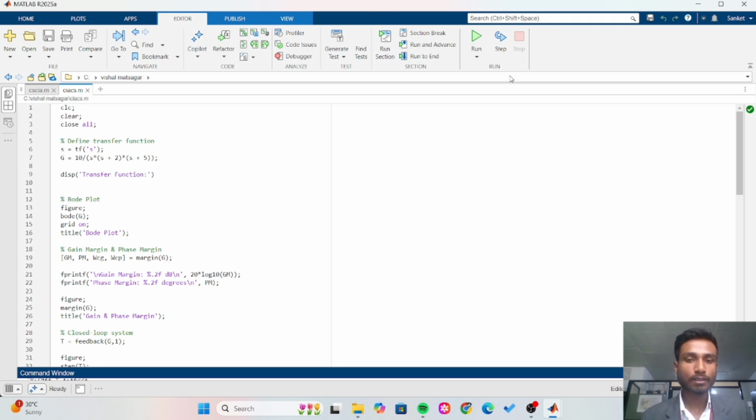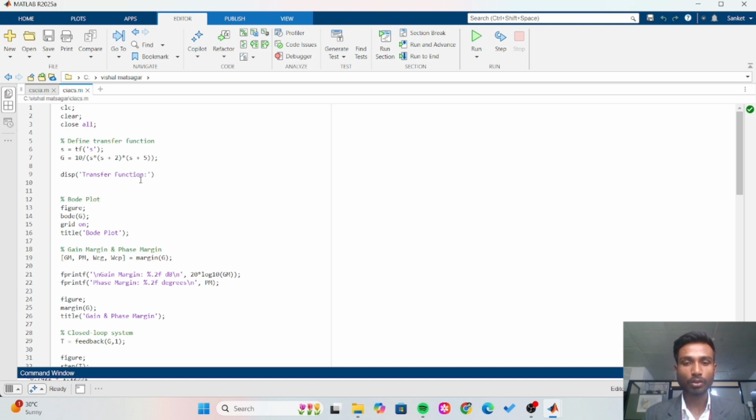So the system defines our transfer function. Here we define G(s) = 10 / (s(s+2)(s+5)). This system is modeled in MATLAB using this transfer function. In this MATLAB simulation, I define the transfer function using the tf command and then use different functions for the analysis.